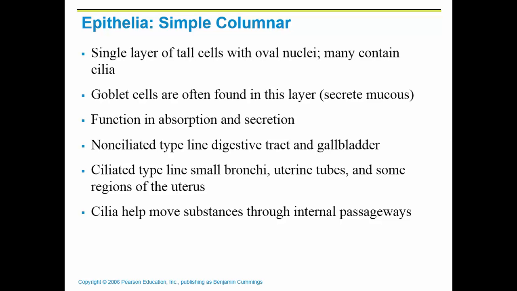There are some non-ciliated types where there's no mucus involved, and they line the digestive tract and the gallbladder. But the ciliated type, when you have mucus involved in anything, it is to trap things from getting into the body, or try to keep bad things out. And it's also there to protect the lining of whatever. And so the ciliated type you find in your bronchi, which are in your lungs, and then some other places.